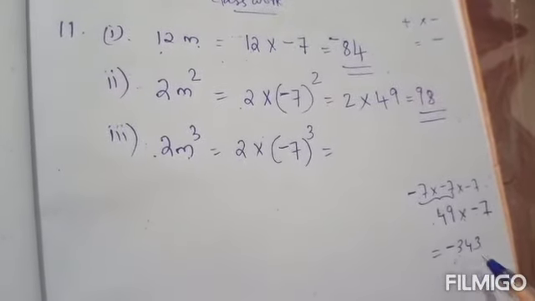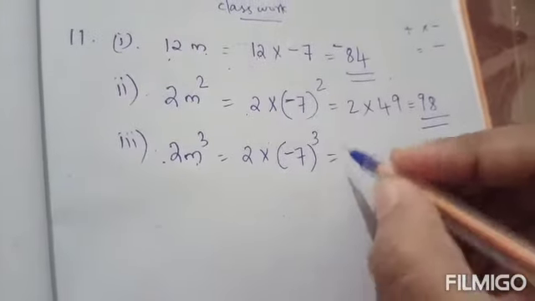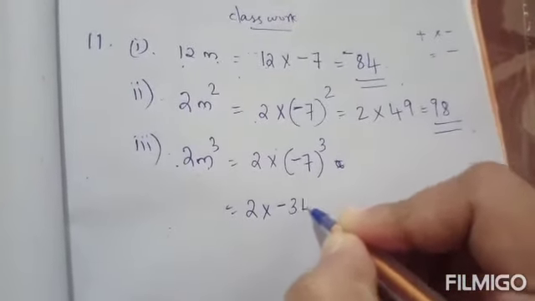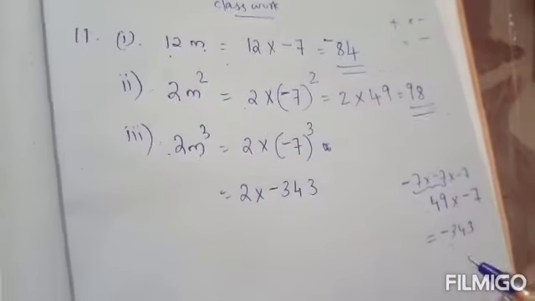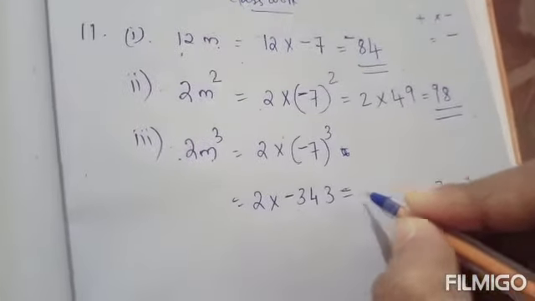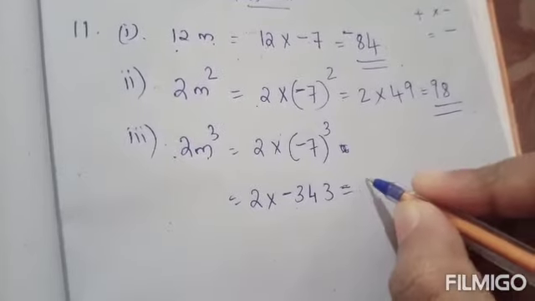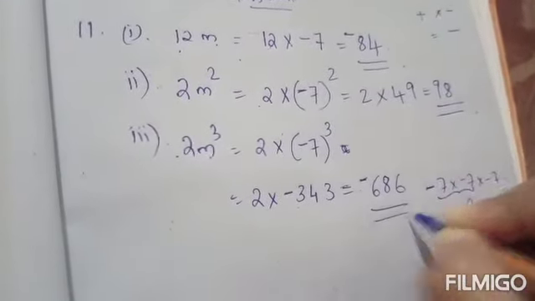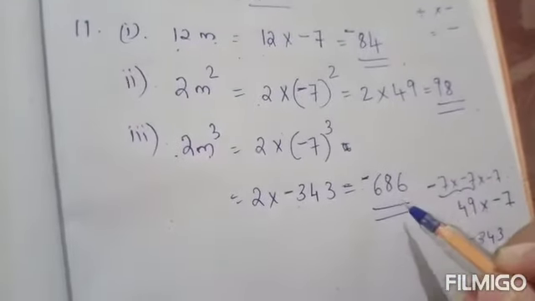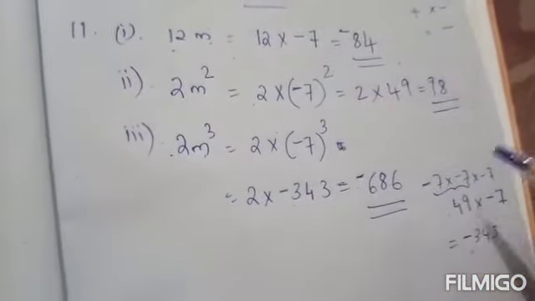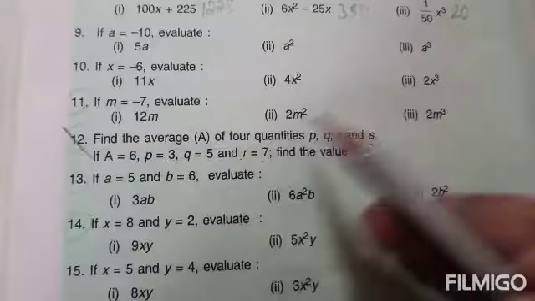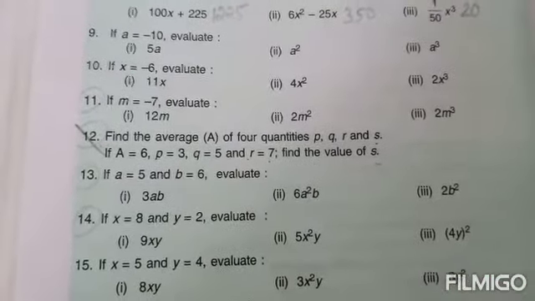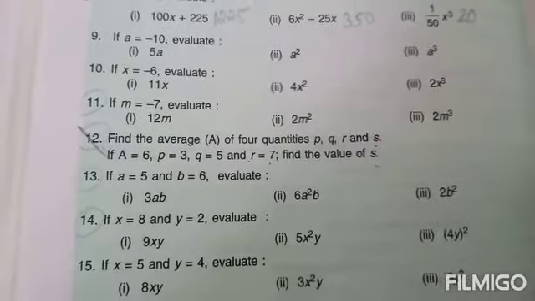So minus 343. So you will get 2 into minus 343. So the final answer is minus 686. This is the final answer, 2m cube. This 12th question is based on your next chapter. So let's do it later.